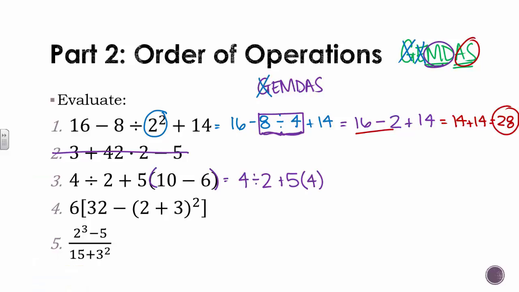And then once I've done grouping symbols, I'm going to look for exponents. I don't have any, so then I've got to do multiplication and division from right to left. So that means these guys have to be done first. So 4 divided by 2 is 2, plus these guys next, which is 20. So I end up with 22.